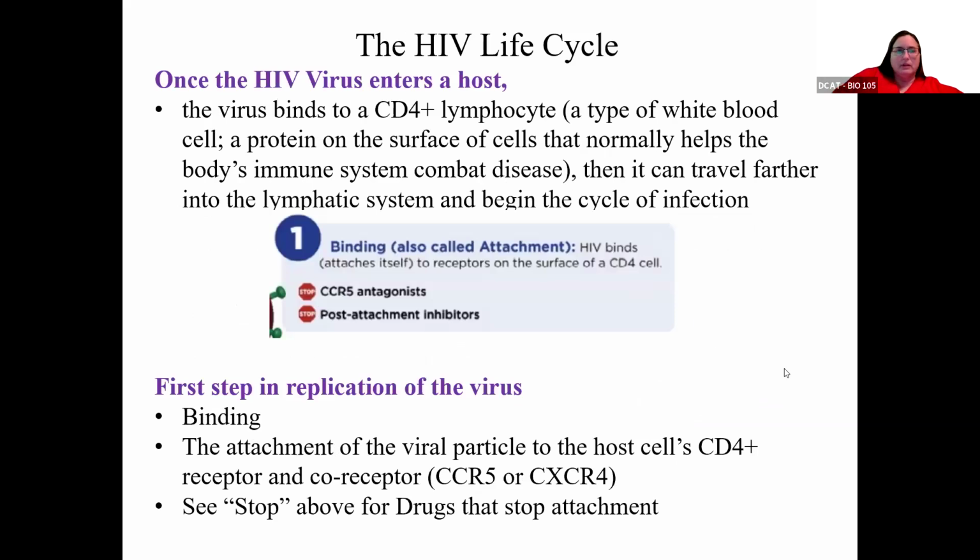We're going to talk about the HIV life cycle. Actually, hold on one second. Let me do something. We'll pull up another sheet. All right, where's my picture? Here it is.